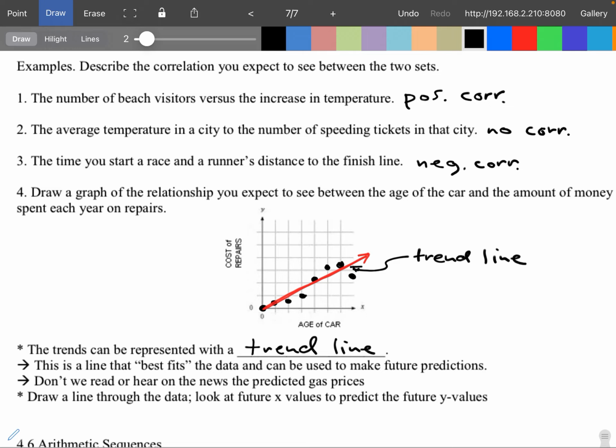But here, label this thing. Hold on, I'm not done. This is your trend line, right? That thing right there, that's your trend line. Hey, I'm recording. All right. So a trend line, again, is also called the line of best fit.